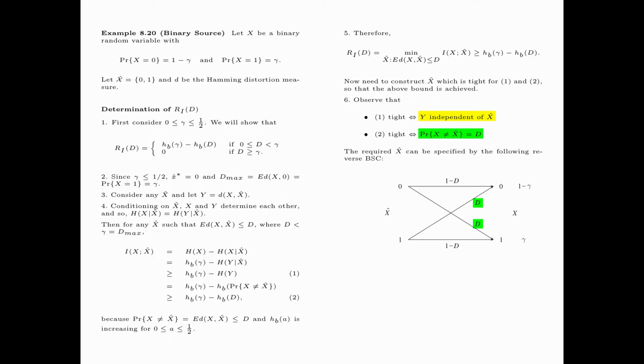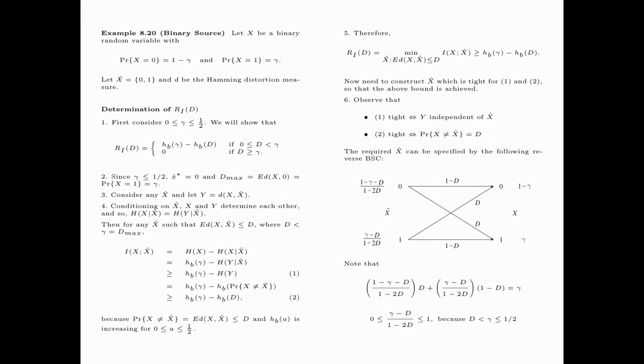We claim that the distribution for X hat is given by (1 minus gamma minus d) divided by (1 minus 2d), and (gamma minus d) divided by (1 minus 2d). So let us verify that this is correct. We note that (1 minus gamma minus d) divided by (1 minus 2d) times d, plus (gamma minus d) divided by (1 minus 2d) times (1 minus d), is exactly equal to gamma.